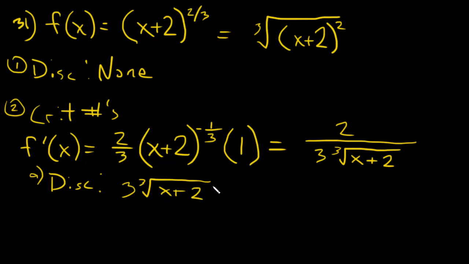So in this case, I've got 3 times the cube root of x plus 2 equals 0. Now I'm going to divide both sides by 3, which is going to get rid of that. Then I'm going to cube both sides, and when I cube both sides, I'm going to be left with x plus 2 equals 0, or x equals negative 2. So negative 2 is a critical number.